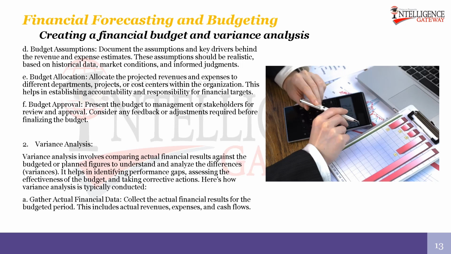E. Budget allocation. Allocate the projected revenues and expenses to different departments, projects, or cost centers within the organization. This helps in establishing accountability and responsibility for financial targets. F. Budget approval. Present the budget to management or stakeholders for review and approval. Consider any feedback or adjustments required before finalizing the budget.